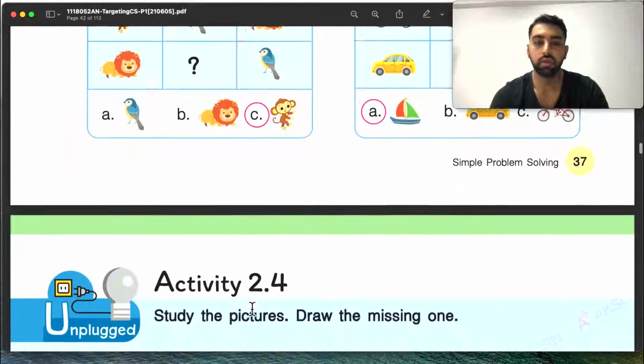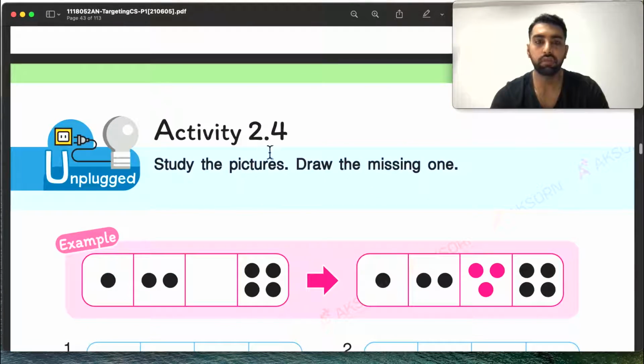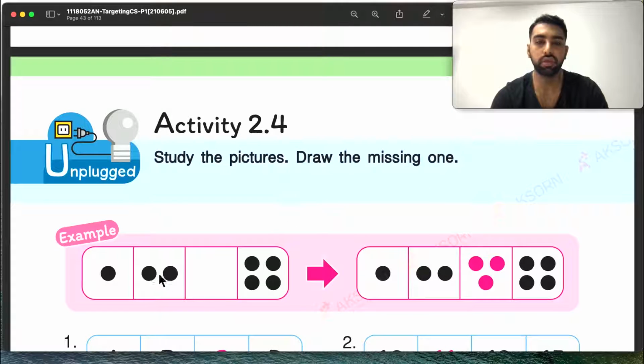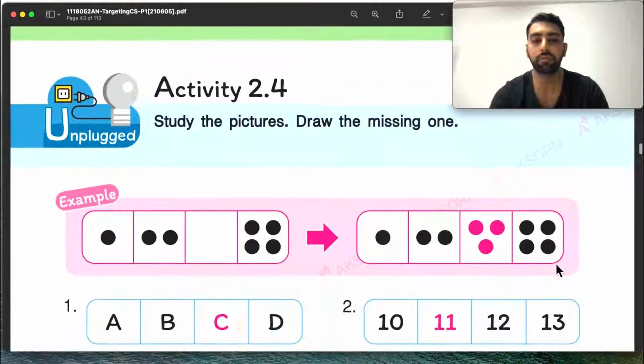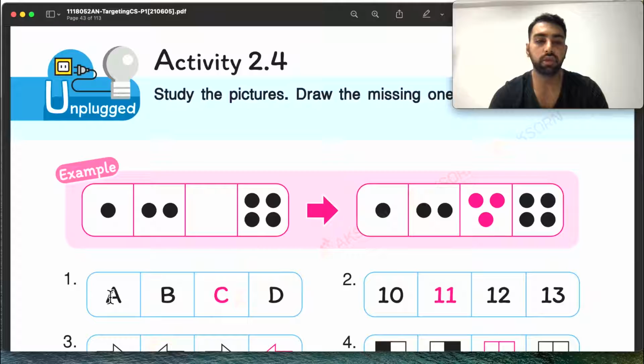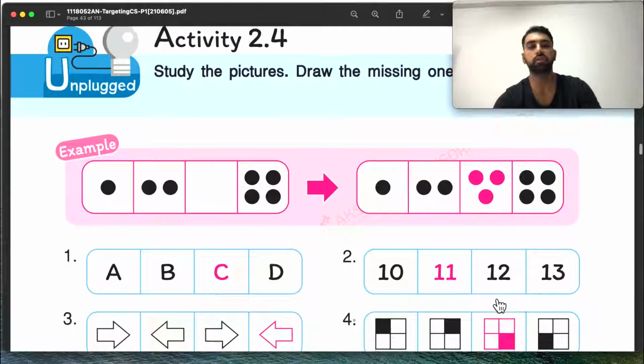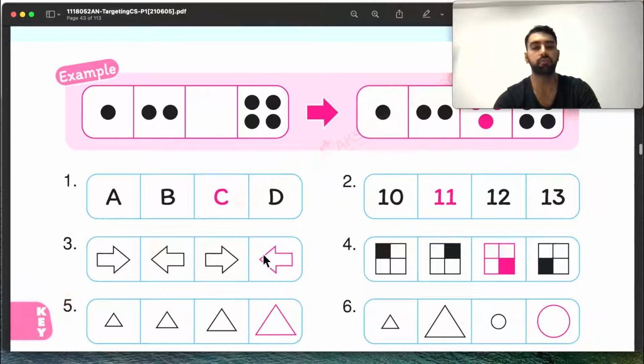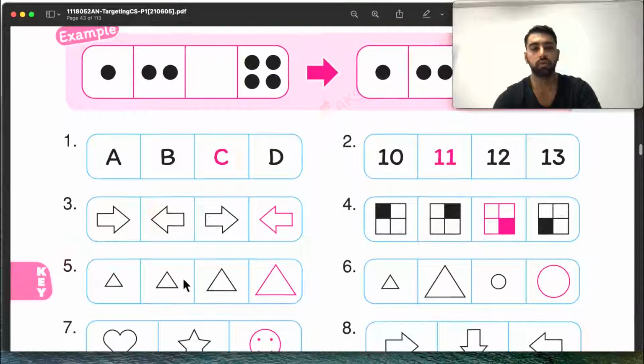Now you have activity 2.4. In 2.4, for example, you see 1 dot, it has 2 dots, it has 3, 1, 2 and 3, and then 4. So you have to fill up like this. Here you see A, B and C and D. 10, 11, 12 and 13. You just have to do this activity like this. Look at the pattern and fill up like this. It's easy for you.